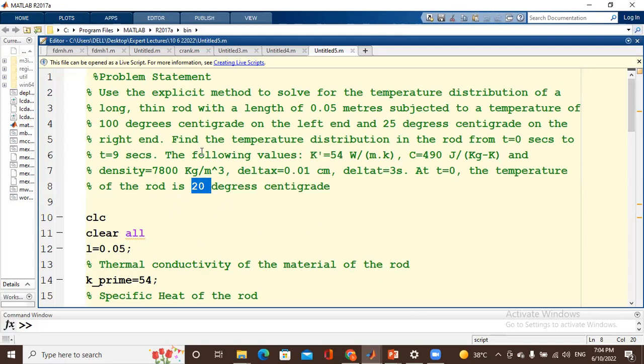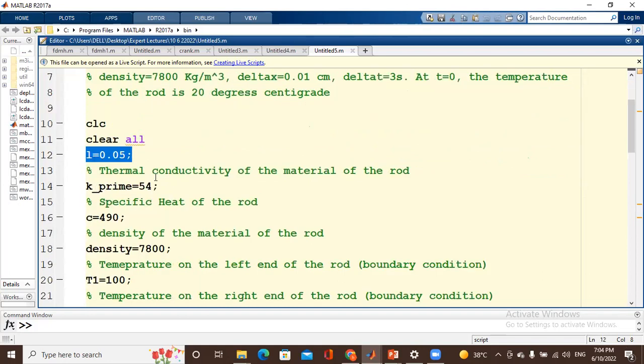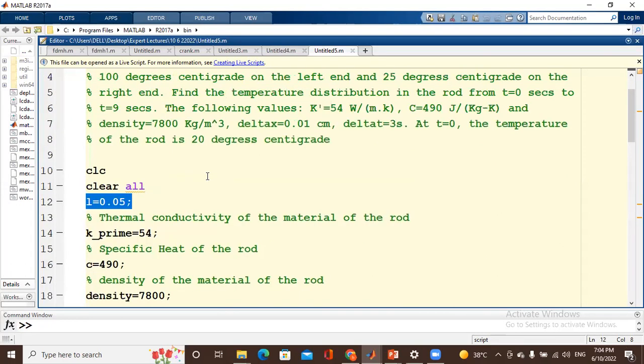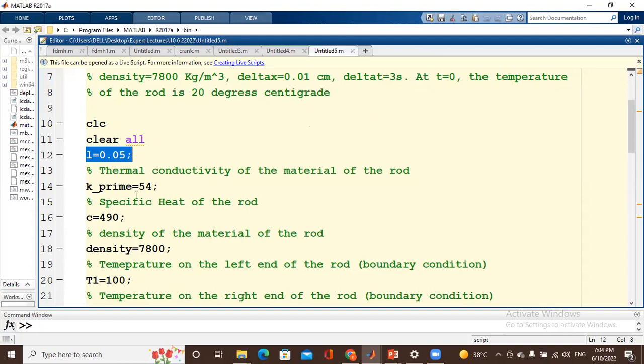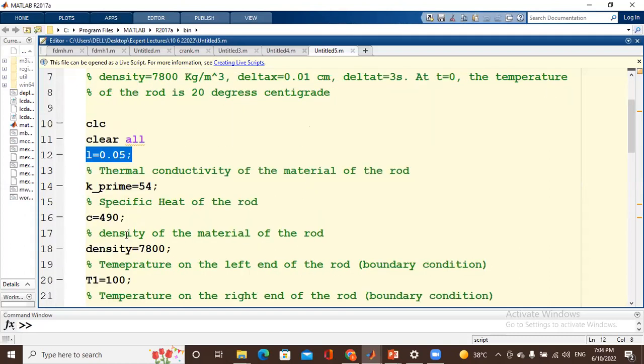So all the data is given and we want to find the temperature on the rod at any time, any space. So first, what is the length? We know that length L is 0.05. Now K is nothing but the thermal conductivity of the material of the rod, given by 54. So we write K is 54. C is the specific heat of the rod. So here also given that C is 490. The density is also given, 7800.